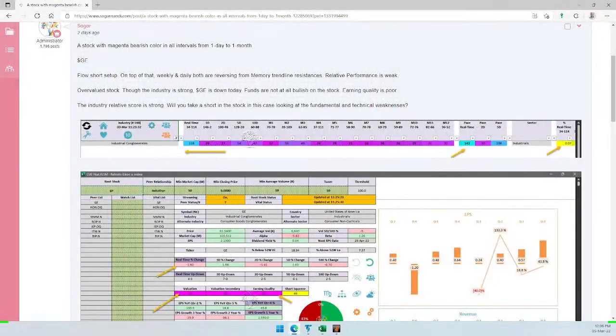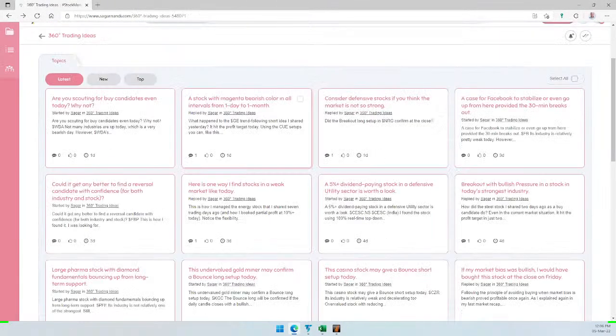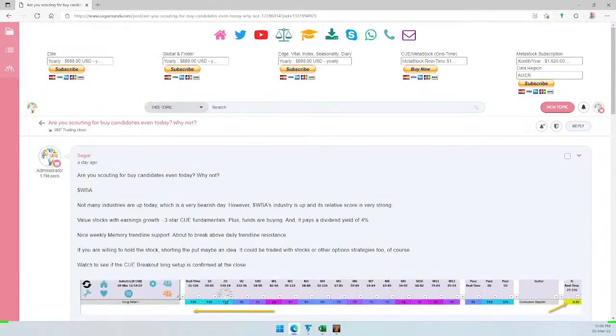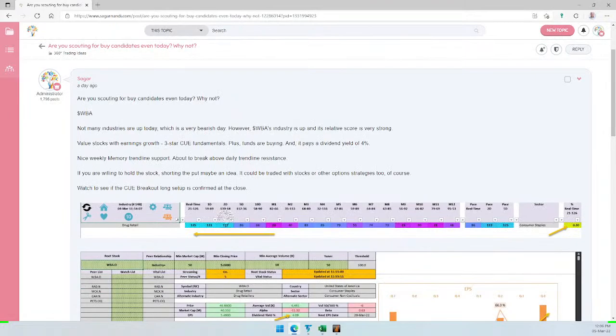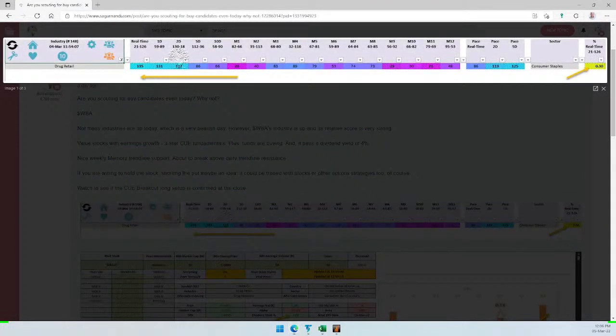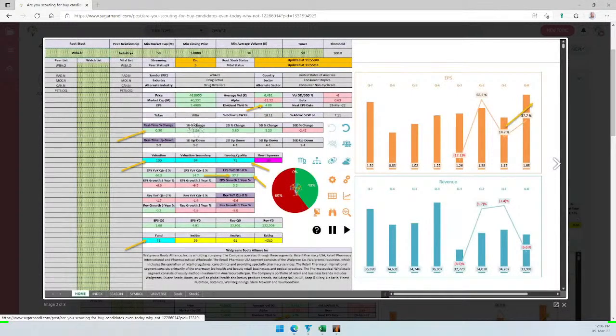Let's look at one last stock that I shared yesterday as a buy candidate. Not many people were looking to buy, I guess. But I found the drug retail industry relative score high. The industry was actually up on Friday, and I showed you that on Friday many industries were up. Drug retail was one of them. What kind of stock? Value stock, robust earnings quality, fund accumulation. The stock was up, dividend yield 4%.